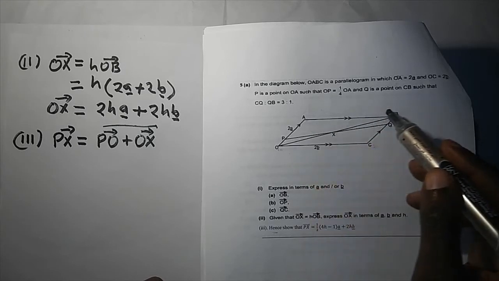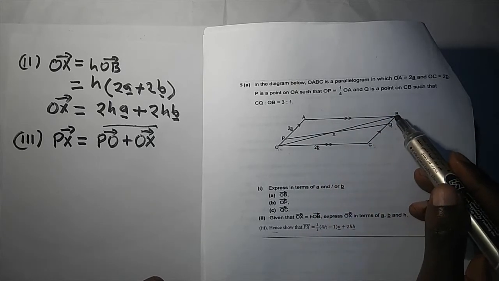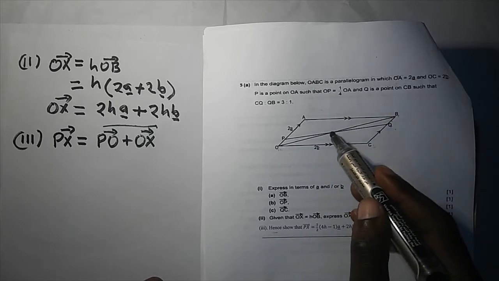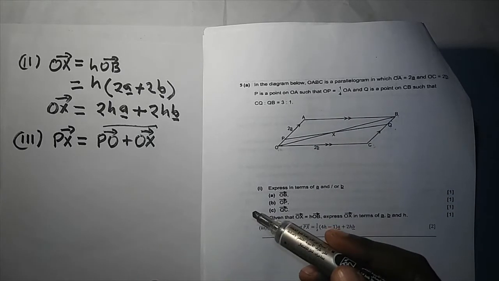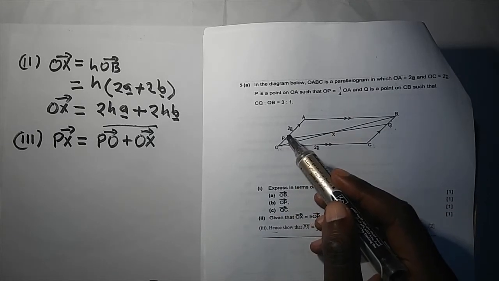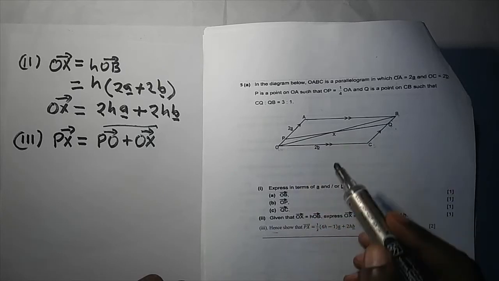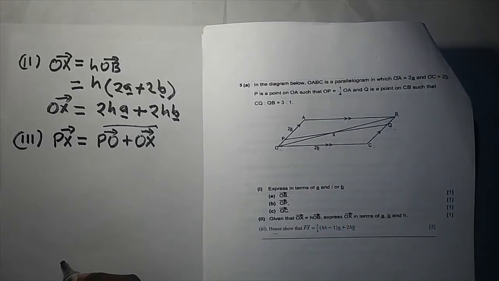Okay, of course you can move in other directions. If you decide to go PA plus AB plus BX, the problem is that you do not have BX here. So use what you have when you are dealing with vectors to find what you don't have. So we have OP, we got it, so we can find PO. So PO plus OX, and then we are going to solve.